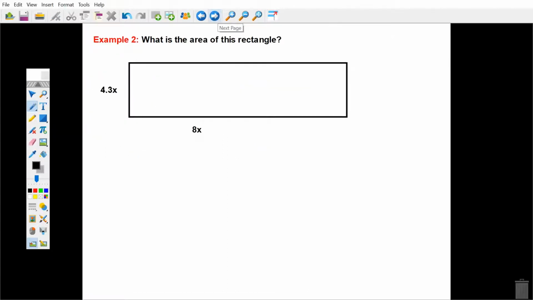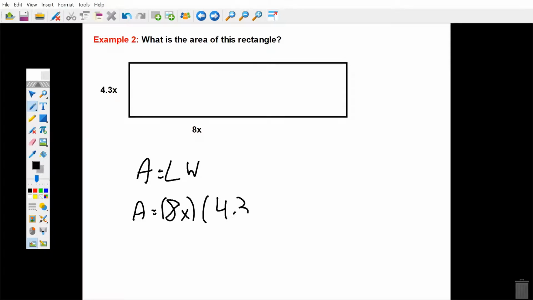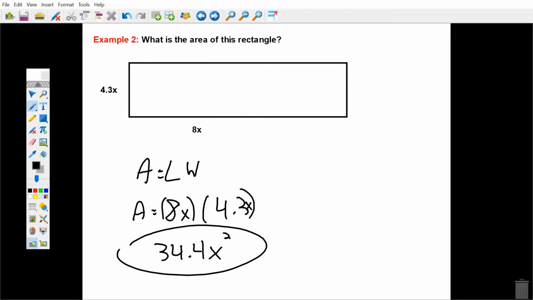In example 2, they want to know what is the area of this rectangle, the length of 8x and the width of 4.3x. So we have to recall that area is length times width. So the length is 8x, the width is 4.3x. We're going to multiply 8 times 4.3. We get 34.4. And we add the exponents. 1 and 1 becomes x squared. So 34.4x squared is our answer.